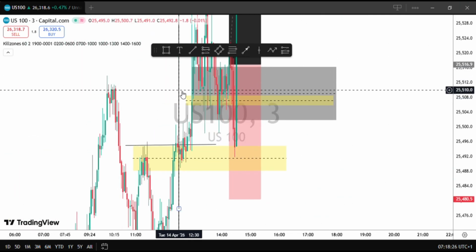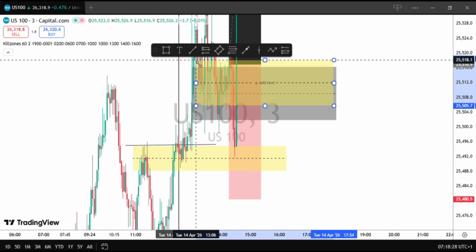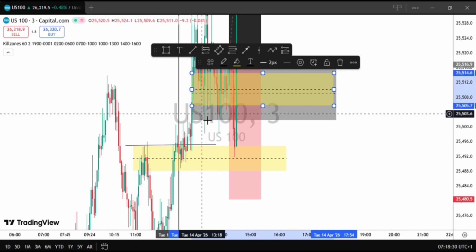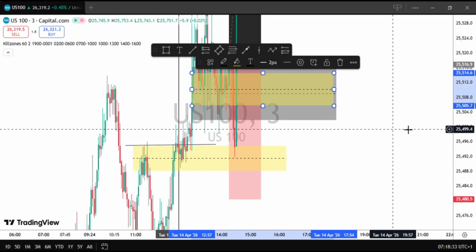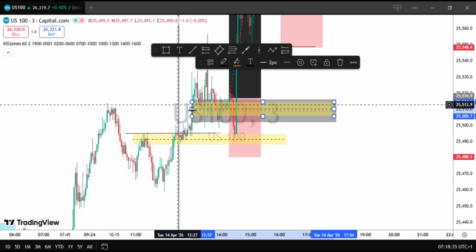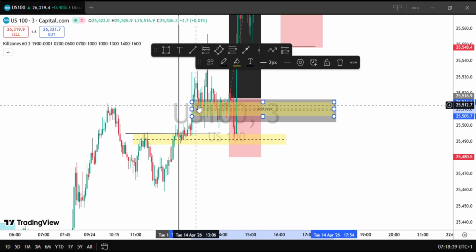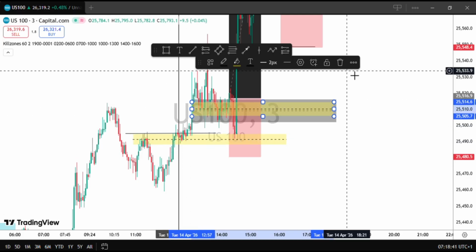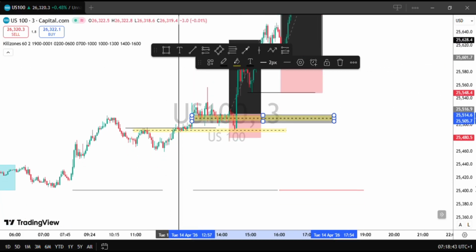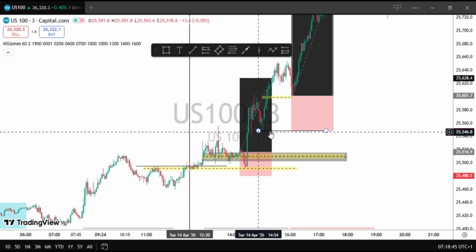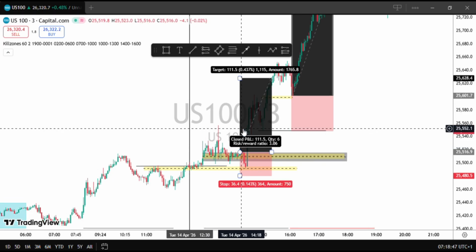Yeah, exactly. So I can see this gap here and this breaker block. So I placed a trade that covers this fair value gap here and this breaker block here. And exactly what I did, and boom, you can see 1:3 ATP.